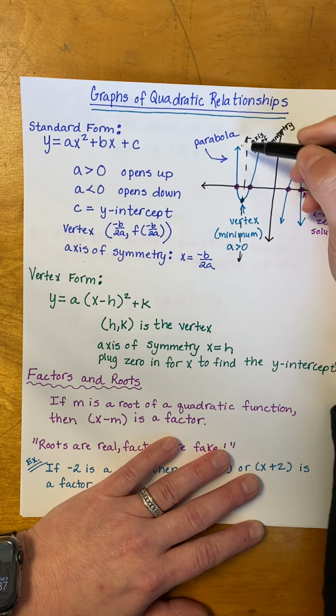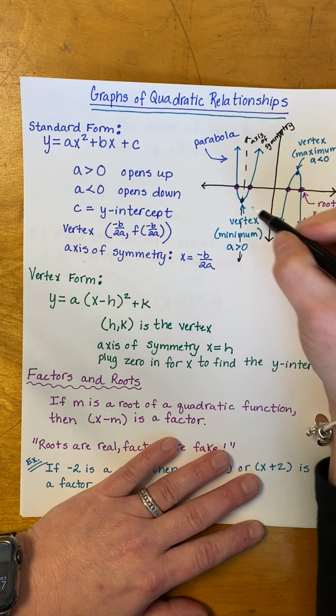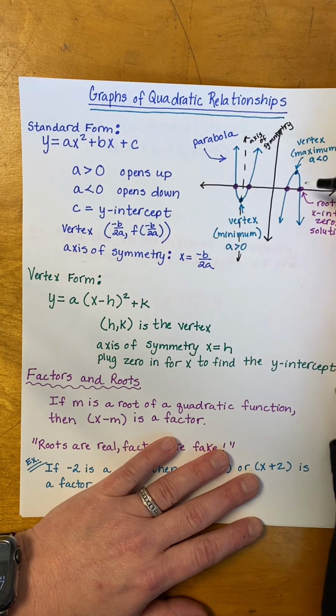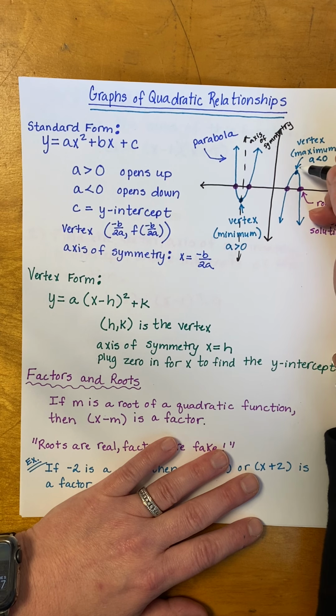All right, when your parabola is happy, then the vertex is a minimum because it's the bottom. It's as low as it'll go. And when the parabola is sad, then the vertex is a maximum because that's the highest point. That's your biggest y value, the y-coordinate of the vertex.